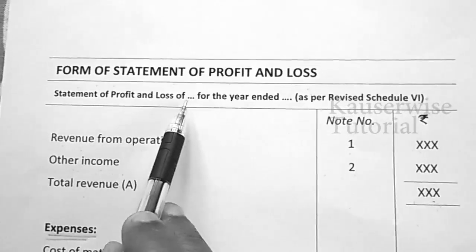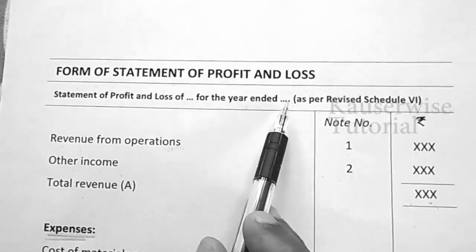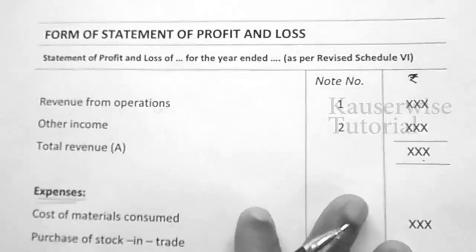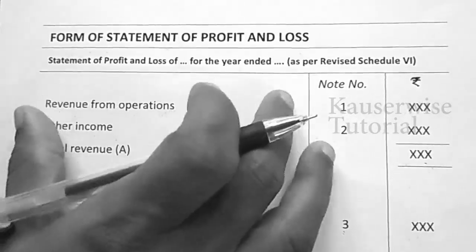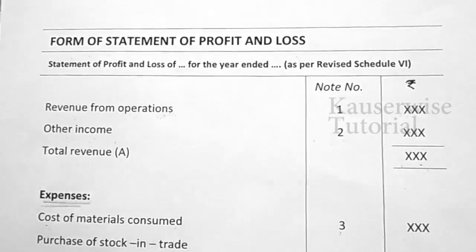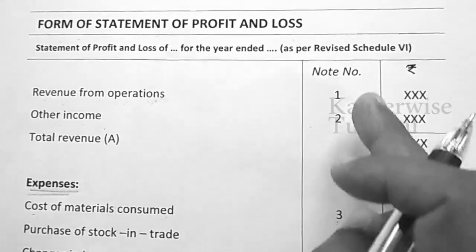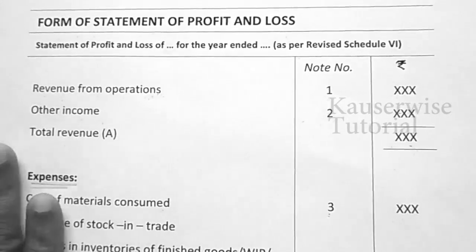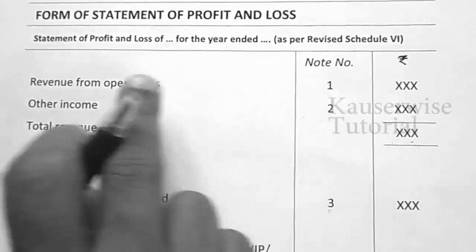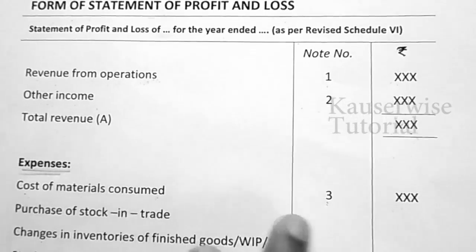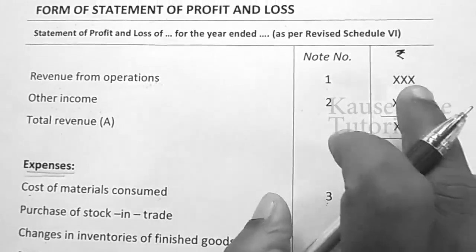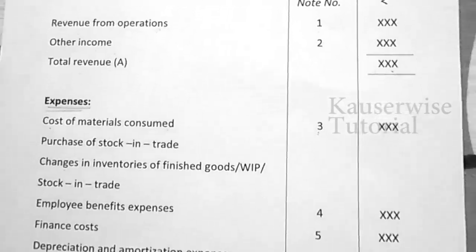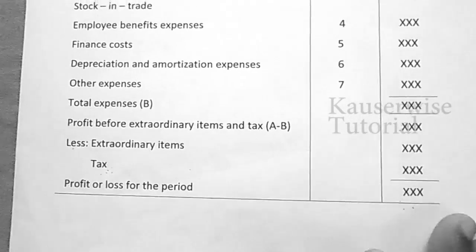Statement of profit and loss of the name of the company for the year ended 31st March every year, as per revised Schedule 6. Here we have three columns. The first column is the content of the statement of profit and loss. Then you need to record the working note number, as each and every content needs a separate working note. And then you need to write the net amount of each working note, and finally you will get the profit or loss for the period.